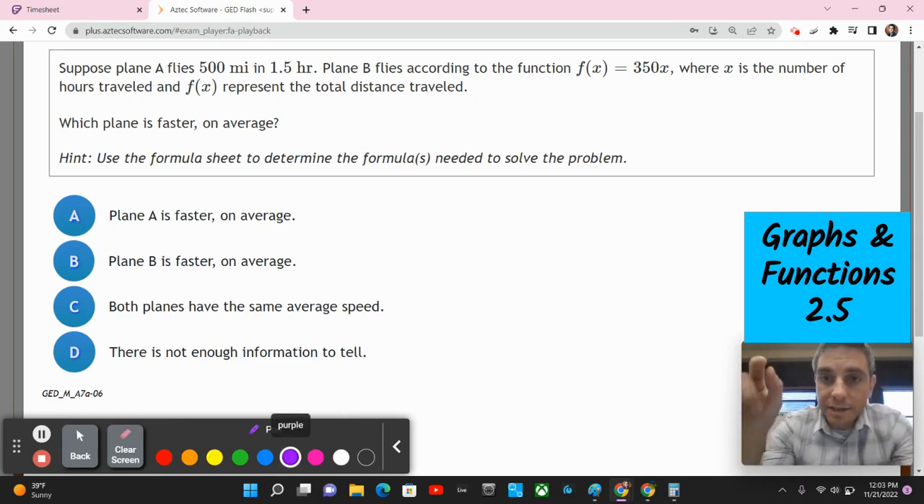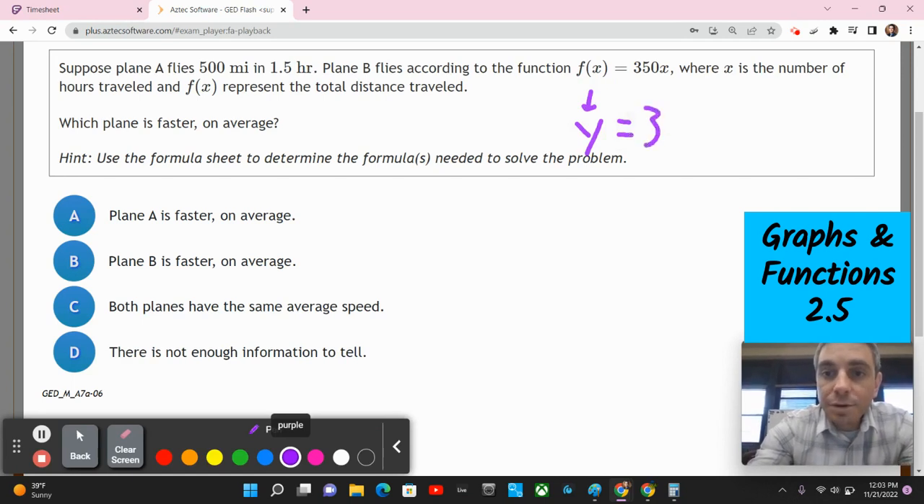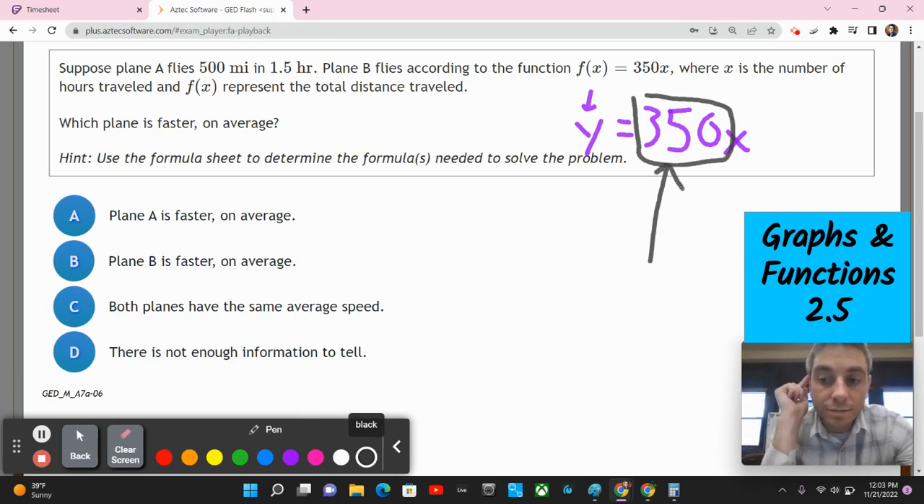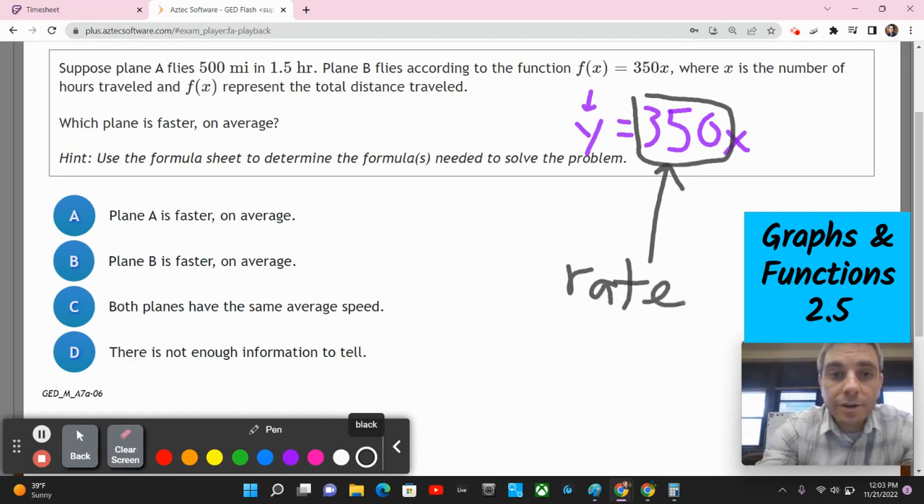Let's go back to something I mentioned earlier when we were discussing this notation. I mentioned how you can change it to the letter y and have it basically mean the same thing. This is a perfect example of when that would be to your advantage. Because by changing it to y, we now have y equals 350 times x. And from the last couple questions, we've seen how whatever the number is that's multiplied to x, that's our rate. So I know that plane B is traveling 350 miles per hour.